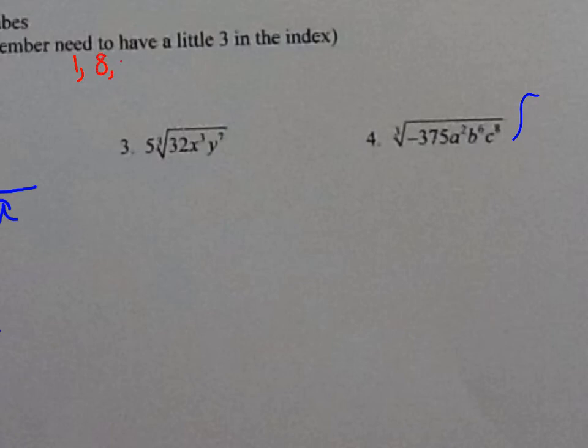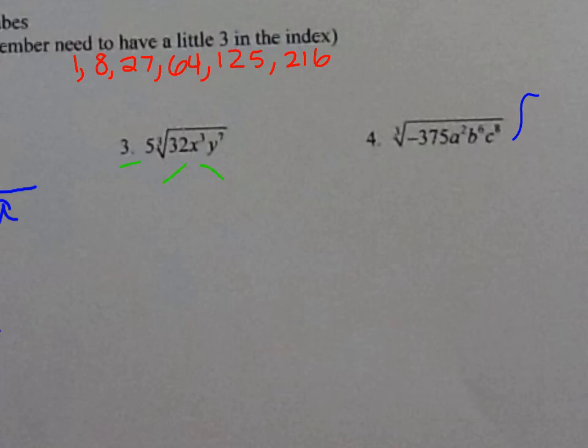3 times 3 times 3, 27. 4 times 4 times 4, 64. 5 times 5 times 5, 125. 6 times 6 times 6, 216. Okay, so that's good. All right, so let's break this up.